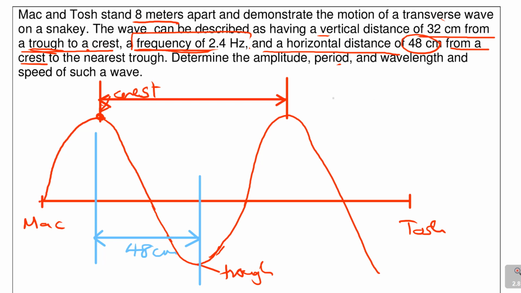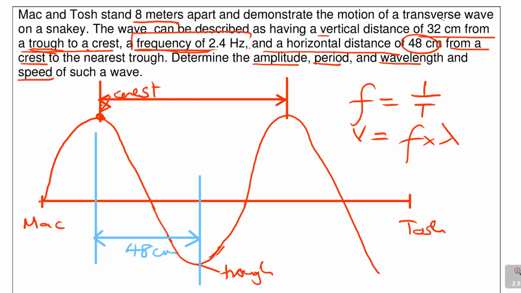Are you with me? So there are two things here. They told you frequency. I told you frequency is 1 over T. That's also the number of waves passing a given point in 1 second. That is fine. And also you have got formulas to say V is equal to frequency times wavelength. So here they want us to find the amplitude, the period, the wavelength, and the speed.